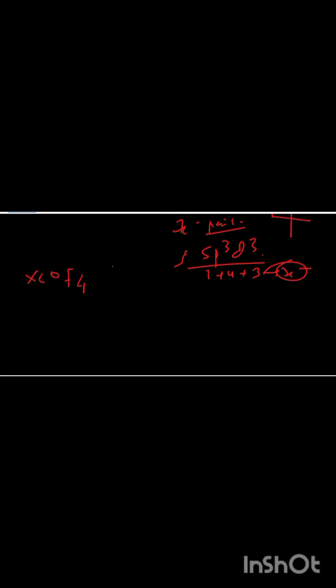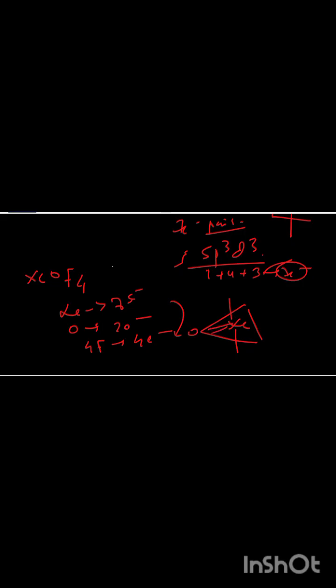XeOF4: xenon has 8 electrons, oxygen has 2 electrons, 4 fluorine has 4 electrons. So what happens is, since oxygen forms a double bond, it comes here. Number of fluorine will be 4. So is there any option?